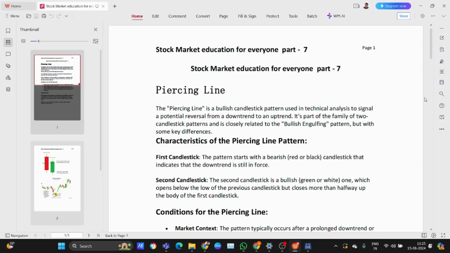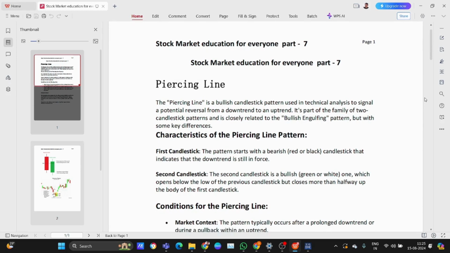The piercing line is a bullish candlestick pattern used in technical analysis to signal a potential reversal from downtrend to uptrend. It is part of the family of two-candlestick patterns. It is closely related to the bullish engulfing pattern, but with some key differences.